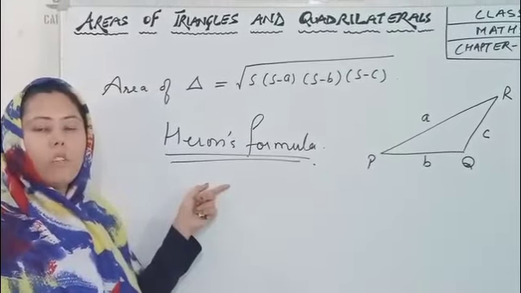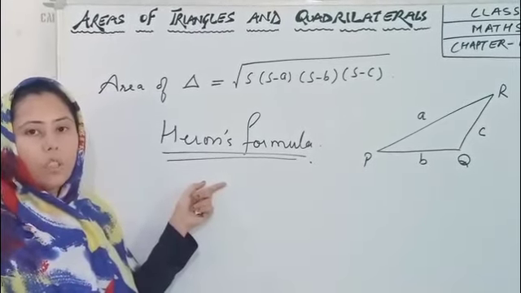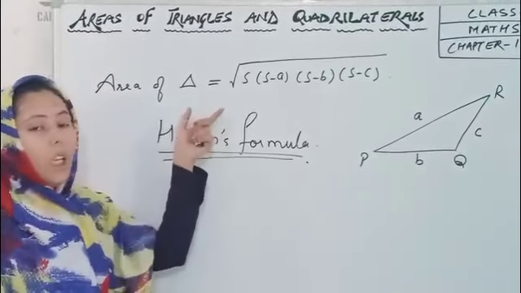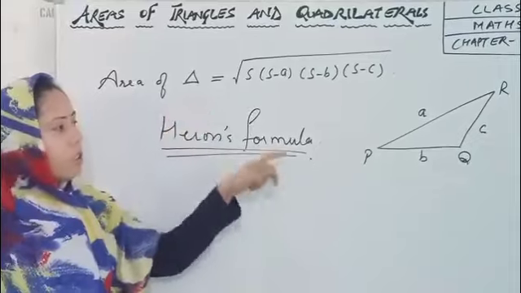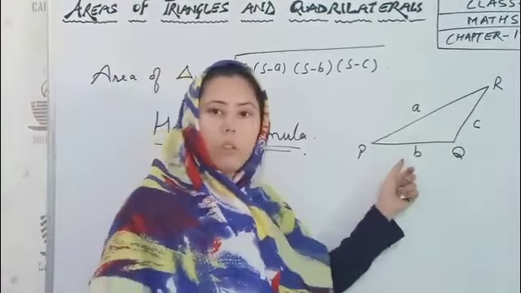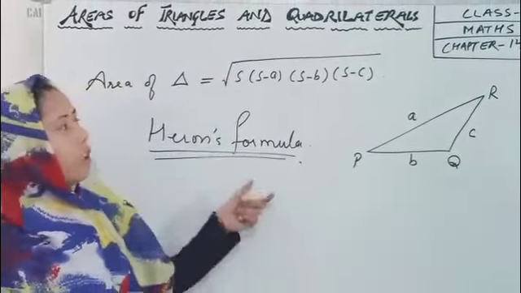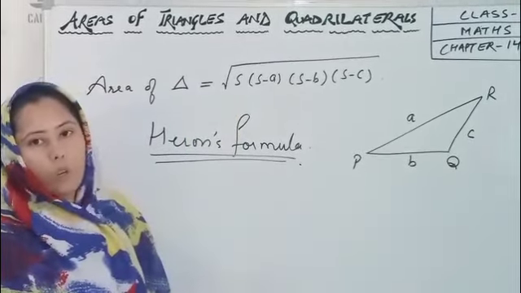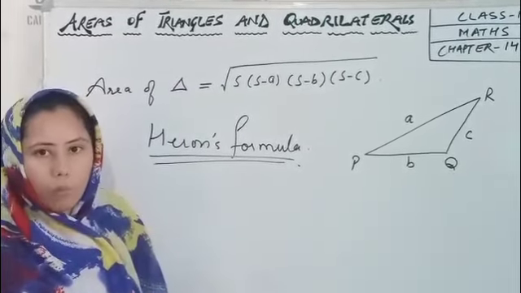Heron was an Egyptian mathematician. Because he calculated the area of a triangle when all sides are given, in his honor this formula is known as Heron's formula, or we can say Hero's formula.